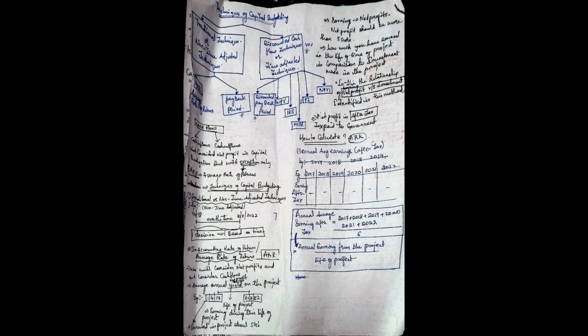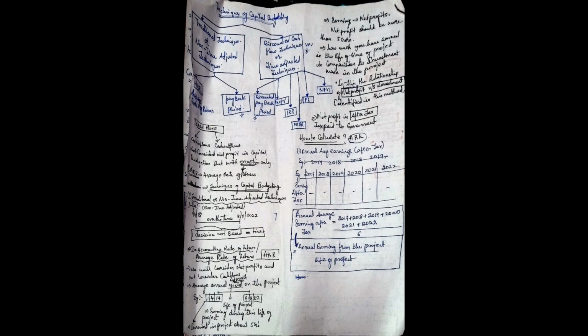And the second one is the discounted cash flow technique, or time adjusted technique, which includes discounted payback period, NPV, IRR, MIRR, PI, and NPVI. So now we are going to learn all these things.